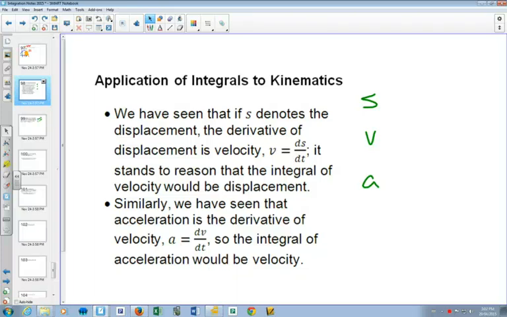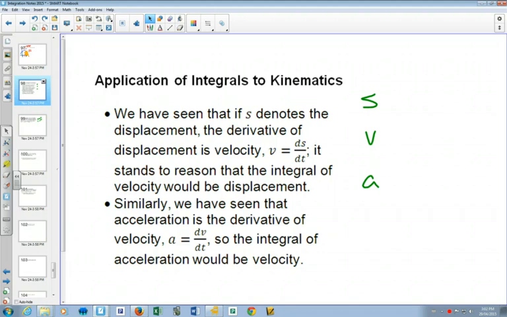So you've already seen kinematics before. Displacement as s, velocity as v, acceleration as a. Easy to remember because it makes the acronym SVA. And we know that one is the derivative of the other. So you can get from displacement to velocity with the derivative, from velocity to acceleration with the derivative, and you can integrate back.